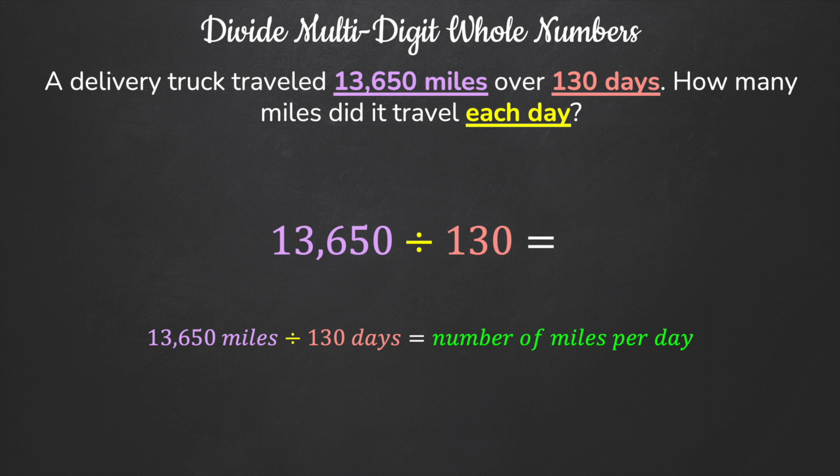So we divided 13,650 miles by 130 days to figure out the number of miles per day, and the number of miles per day is 105.